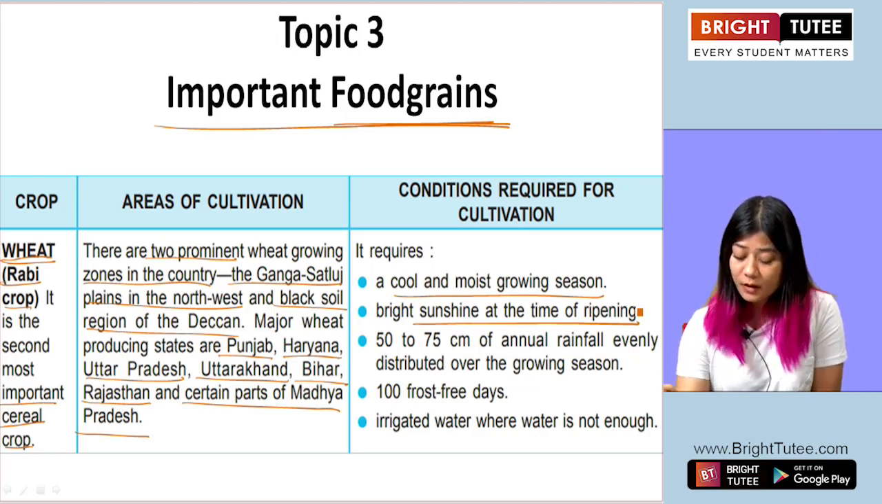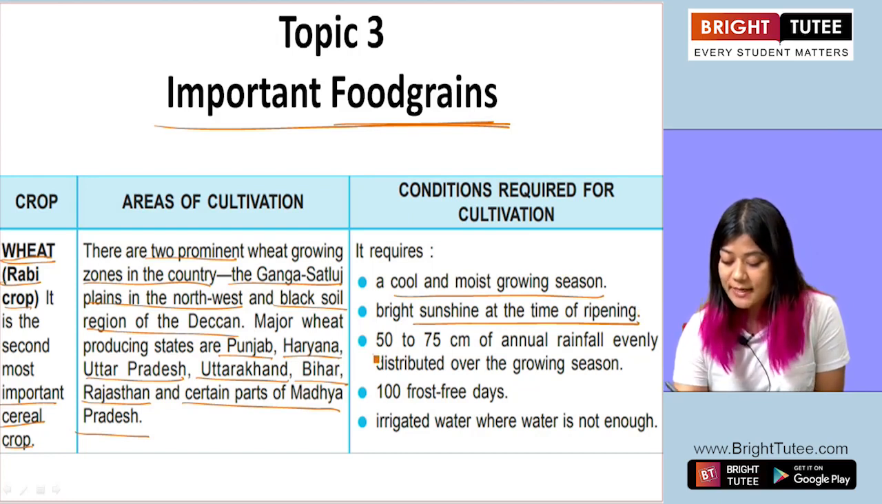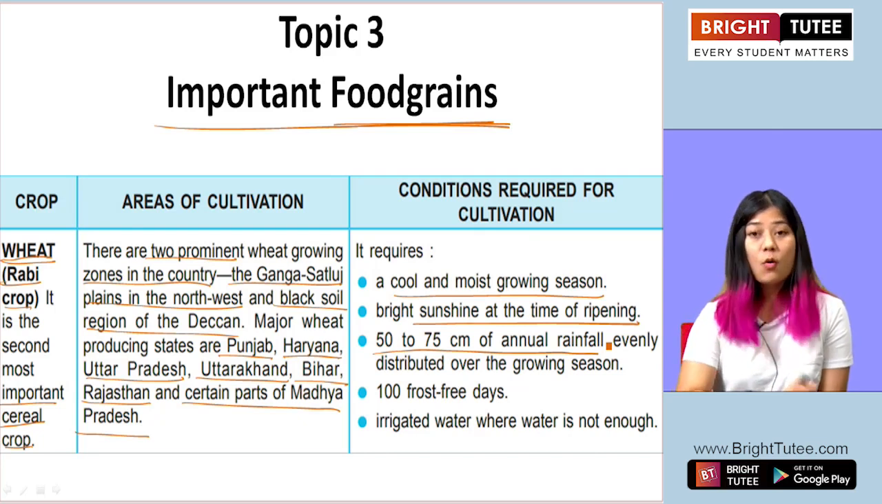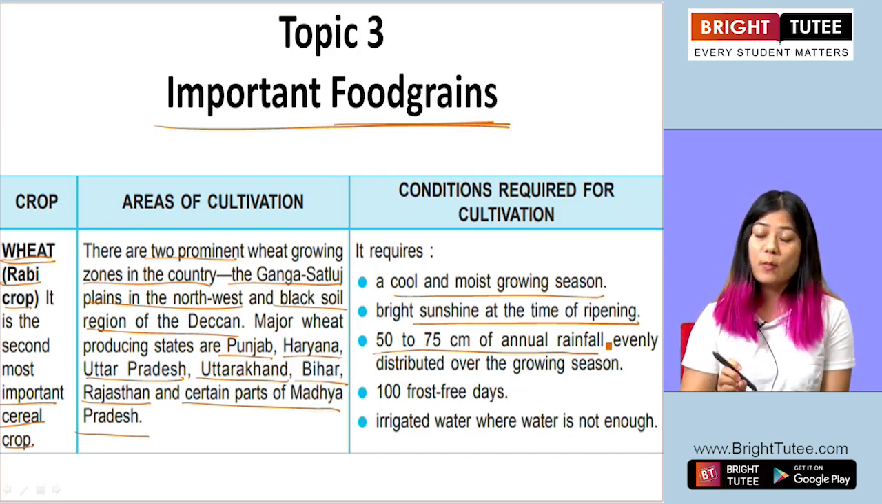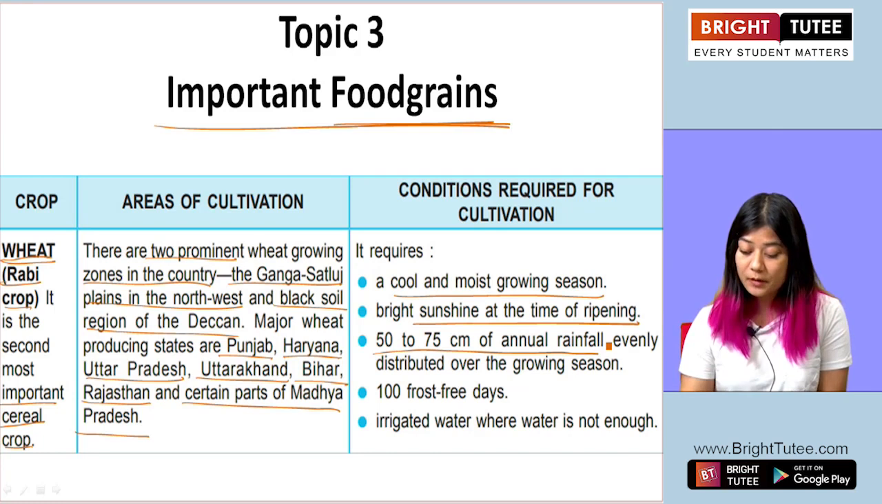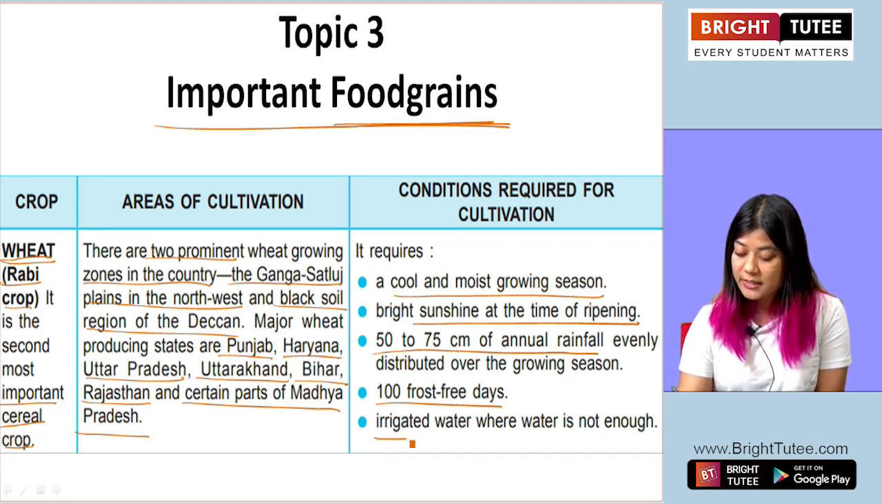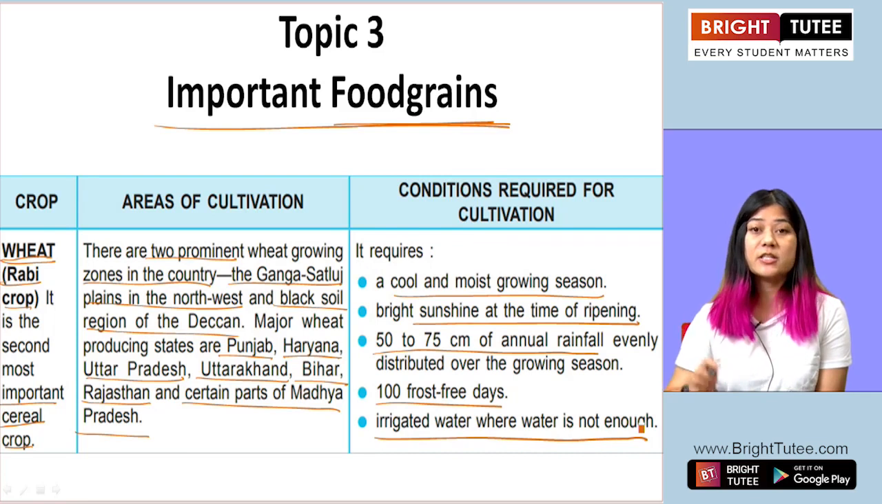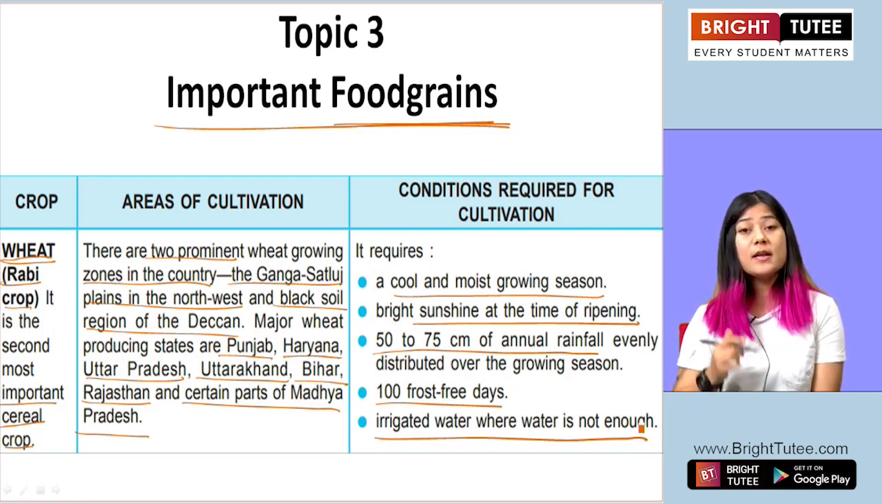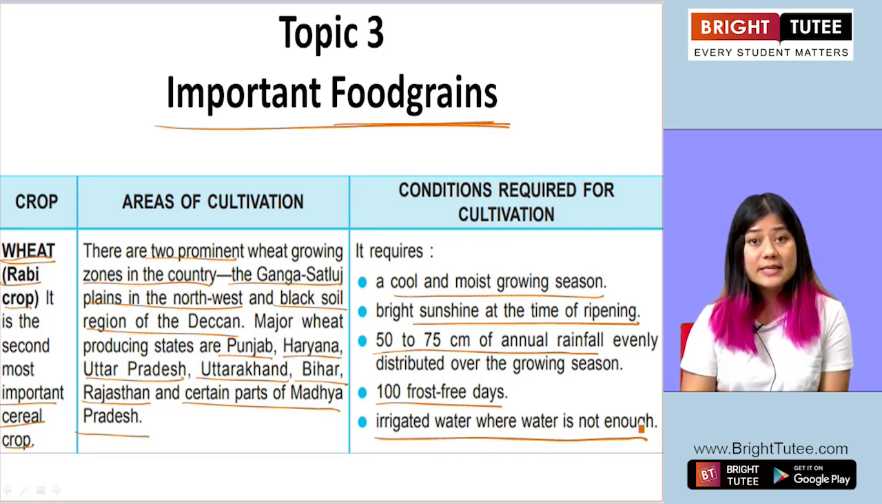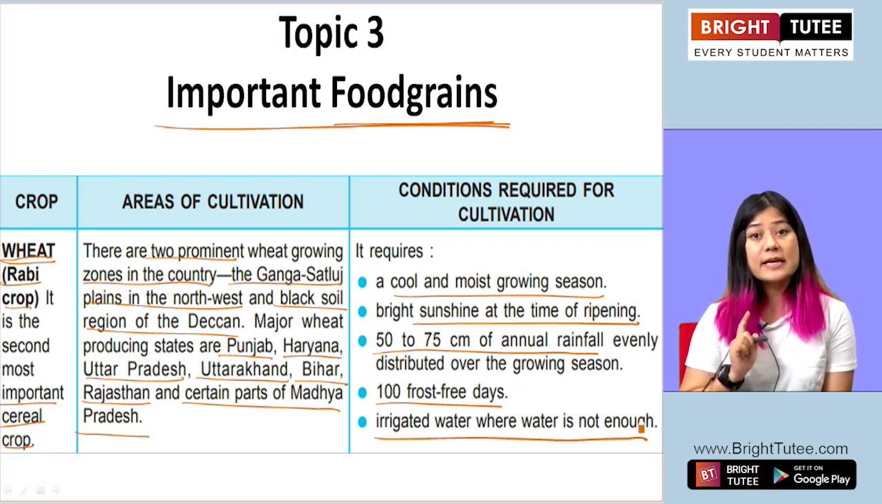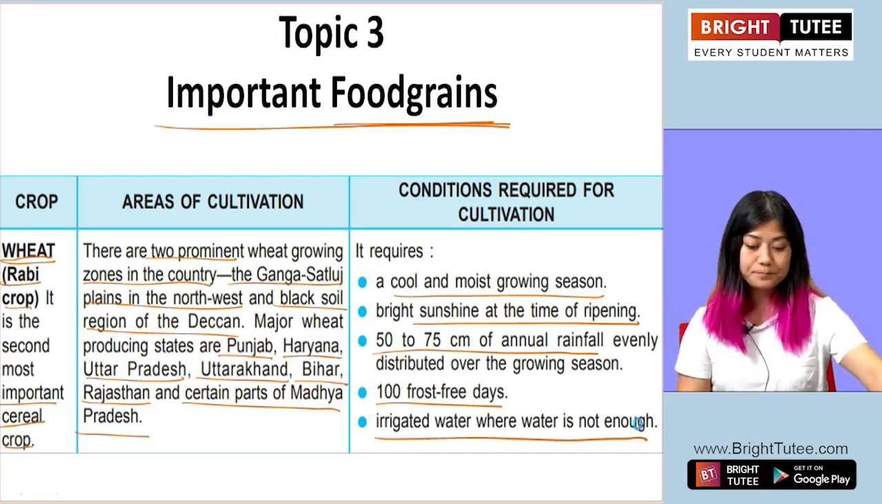Fifty to 75 centimeters of annual rainfall, even if distributed over the growing season, is required for its cultivation. It needs 100 frost-free days, and irrigation is also required where water is not plentiful, when the water is inadequate.